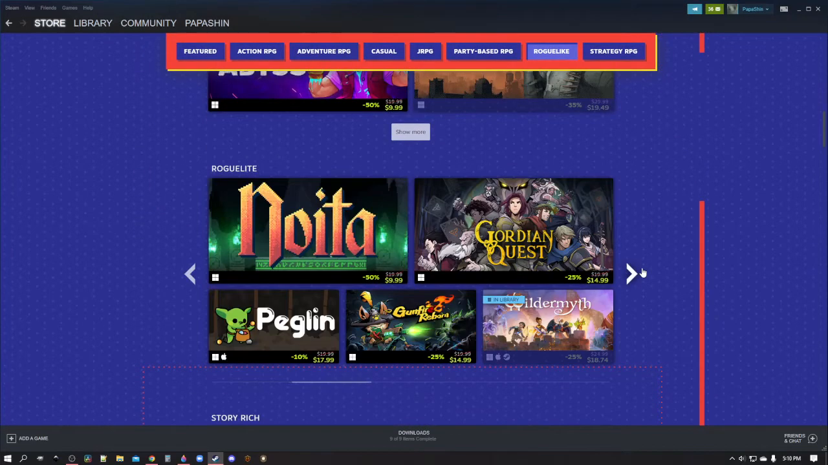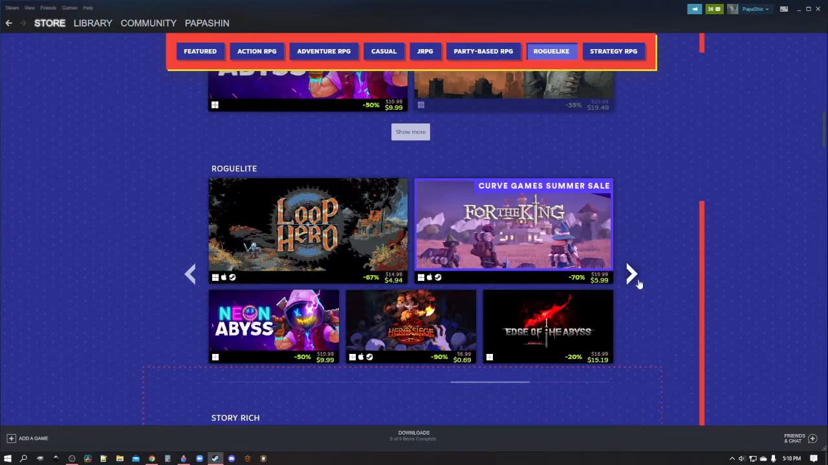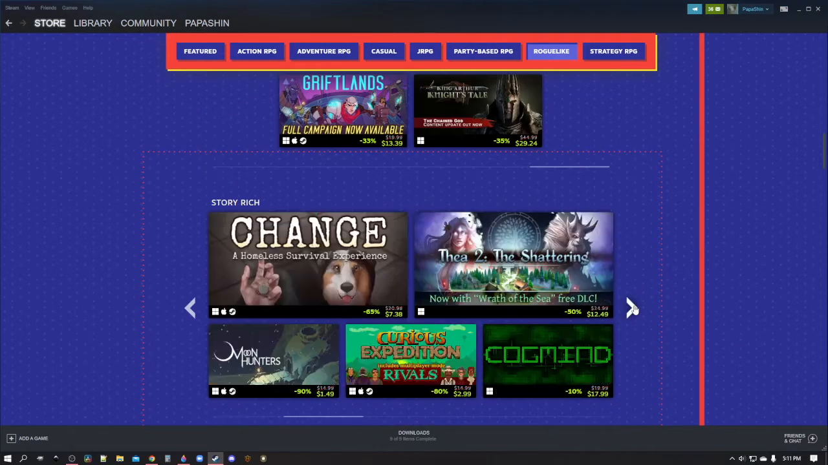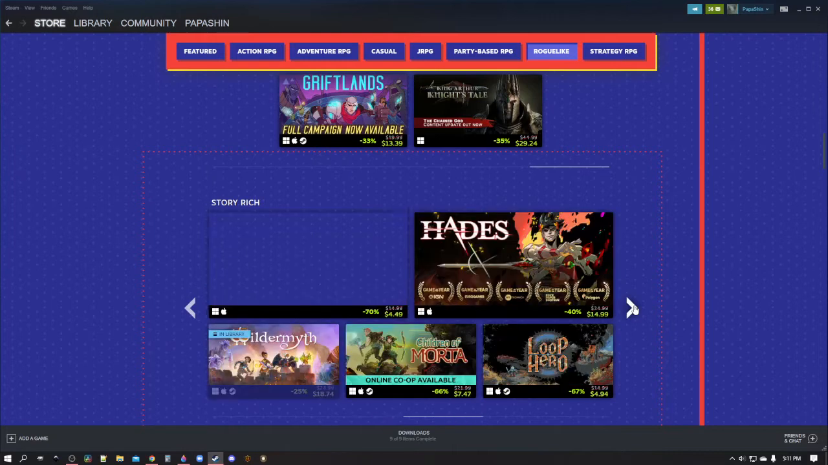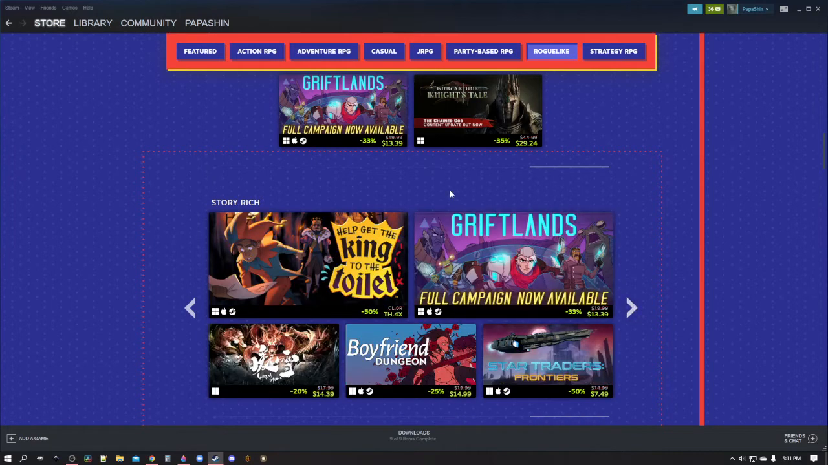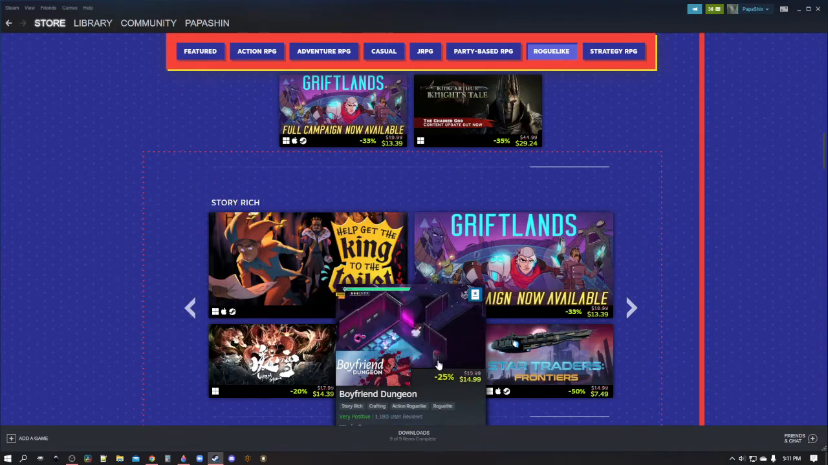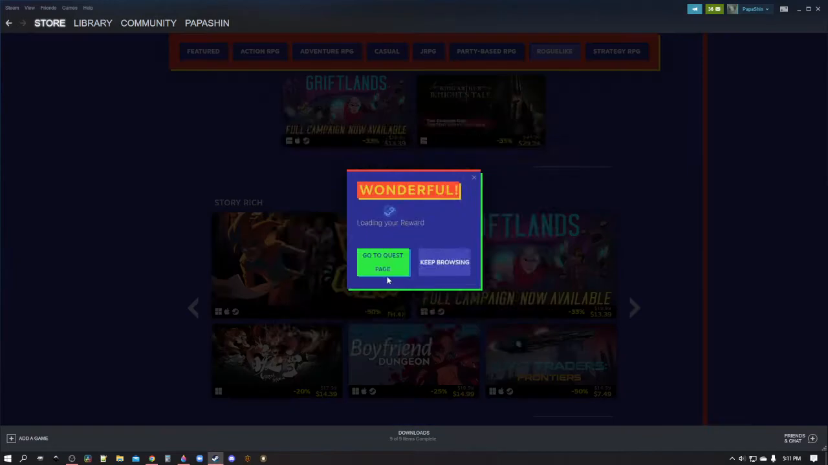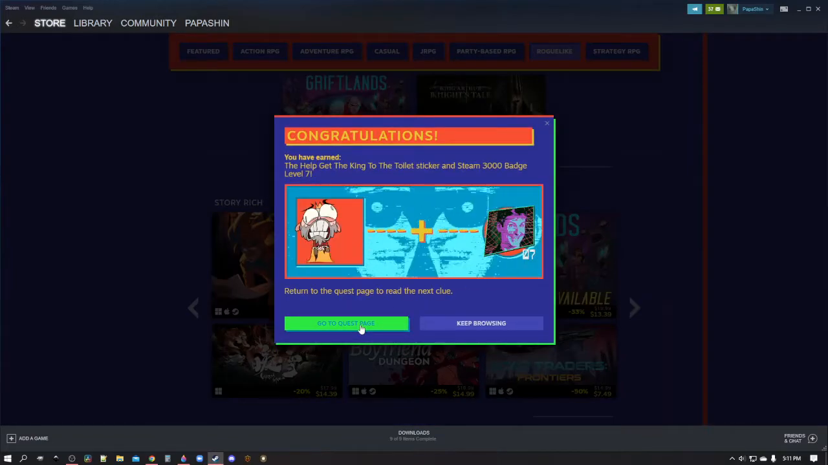I know the game has King in the name. It has King in the name, and it also has Toilet in the name as well. Help get the king to the toilet. That's what it's called. I found it under the Roguelike Story Rich section, above Boyfriend Dungeon. So that means it has to be under Story Rich. It's under Roguelike as well. You're still under Strategy.